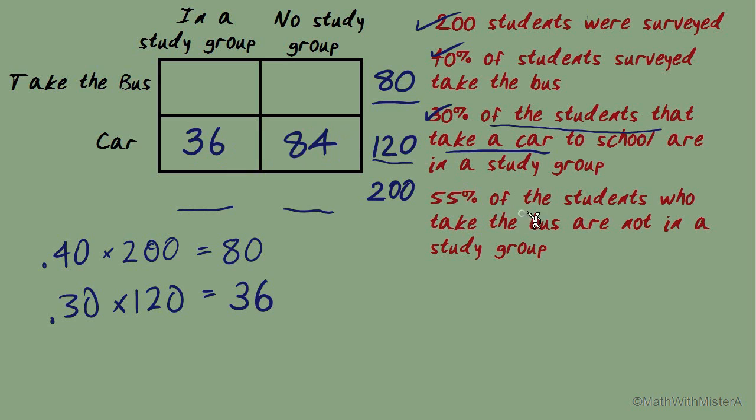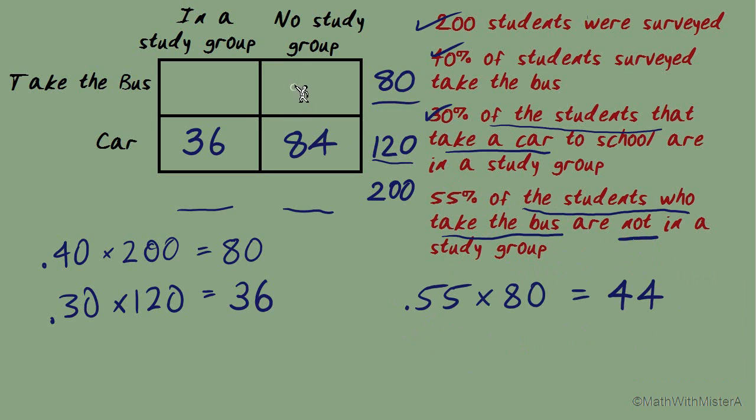Lastly, we know 55% of the students who take the bus are not in a study group. So 55% of the students who take the bus, and we know that we've got 80 of those students. So 55% of those 80 are not in a study group. And we can calculate 55% of 80 is 44 students, and those are the ones who are not in a study group. And we have a total of 80 that take the bus, 44 are not in a study group, so that would mean that we have 36 left over who are in a study group.